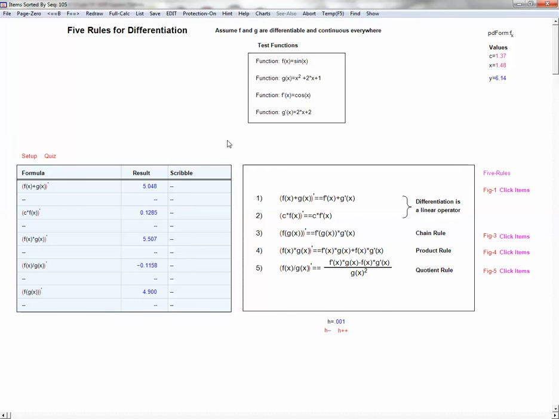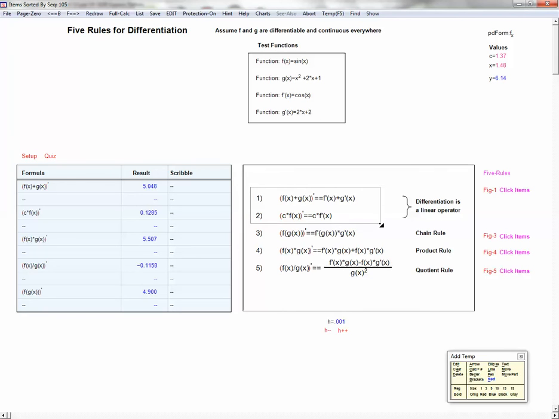In this video we're going to look at 5 rules for differentiation. 2 of them we've already seen. We haven't proven them. We've used them though already. They are the rules that say differentiation is a linear operator. And what a linear operator does is if you apply it to the sum, then that's the same as applying it to the pieces and then adding.